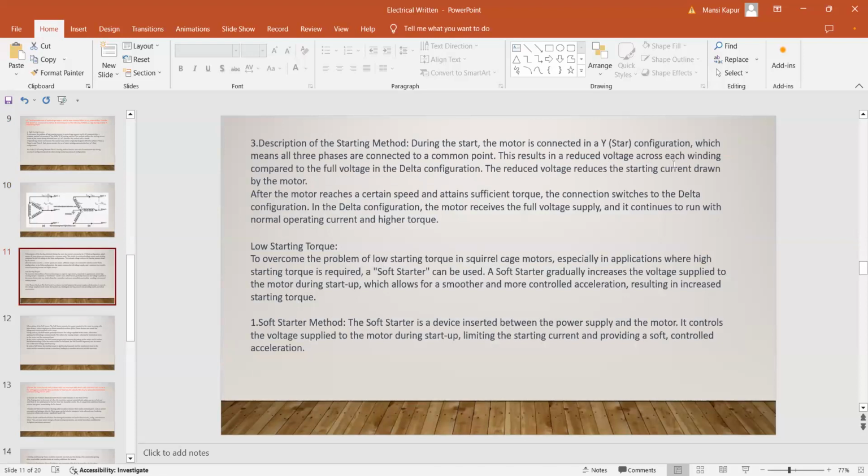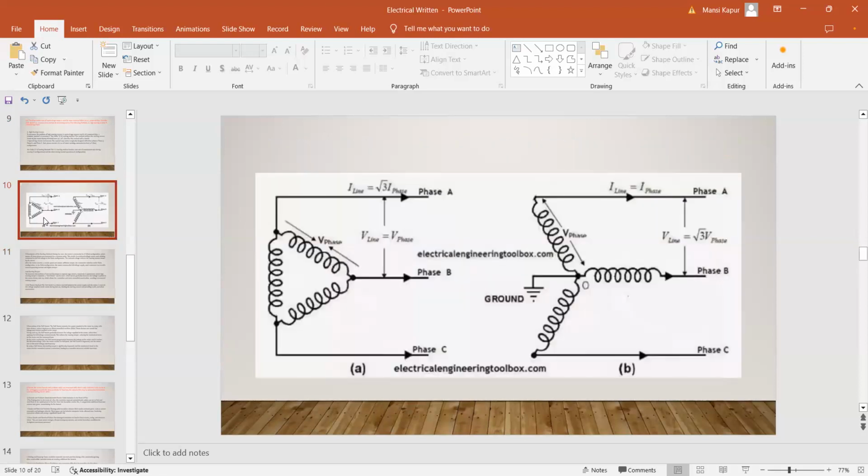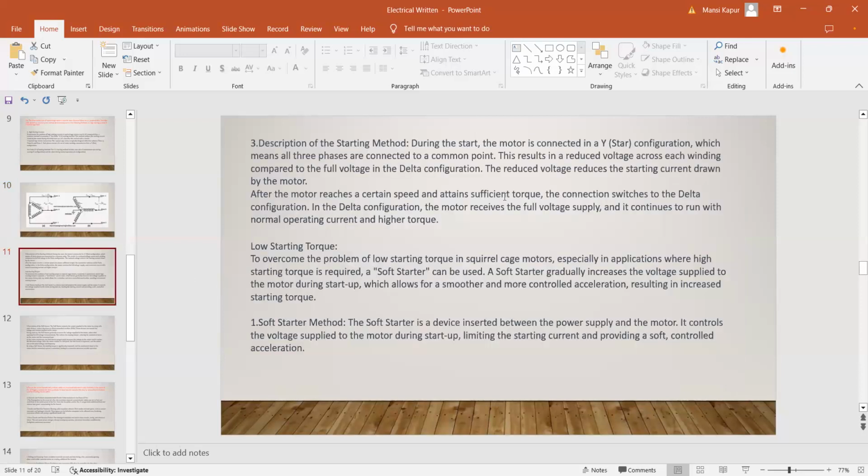This results in a reduced voltage across each winding. So basically your voltage is getting reduced in each winding. How much is it reduced? So now you are reducing the voltage. The reduced voltage reduces the starting current of the motor. After the motor reaches a certain speed and attains sufficient torque, the connection switches to delta configuration. In delta configuration, the motor receives full voltage and continues to run with the normal operating current and torque.